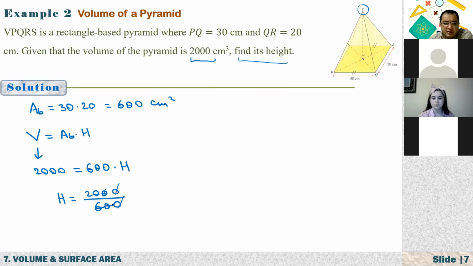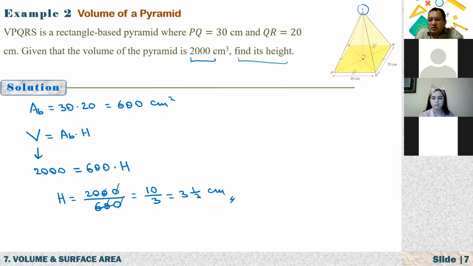So the zeros cancel each other, right? 20 over 6, that's equal to 10 over 3. To be exact, that is 3 and 1 over 3 centimeters. So the height of this pyramid is approximately 3.3 centimeters. So we are just talking about a very small pyramid. Is it correct? 600, okay. It is 30, 20, 2000. All right. So the height is so short.